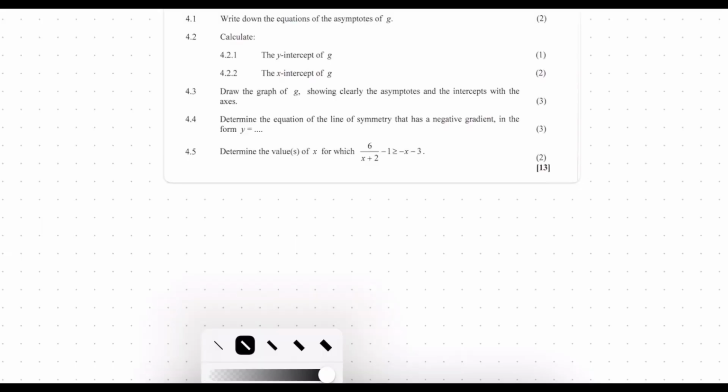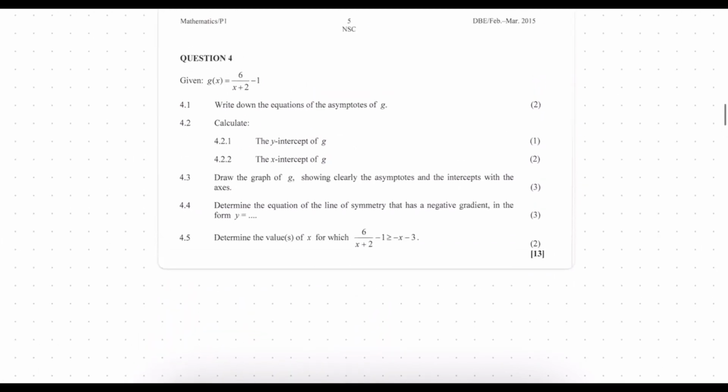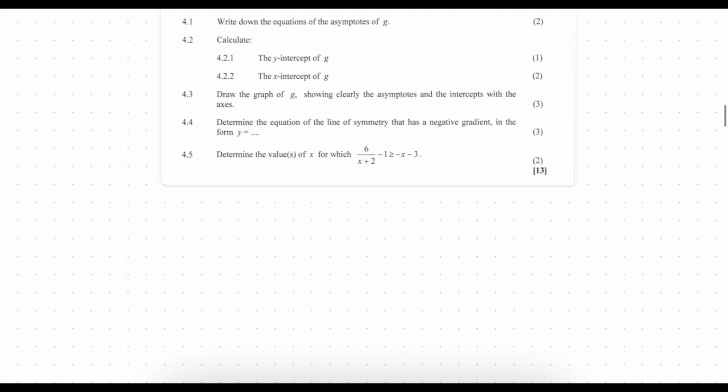The finals of 2015. Okay, so they are saying here, let's highlight what's given. You literally have a function g of x, which is following this equation that's given here, right? Now they're asking you to write down the equation of asymptotes of g. This shouldn't be really hard because we've learned that generally this is a hyperbola.